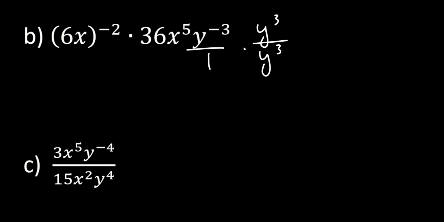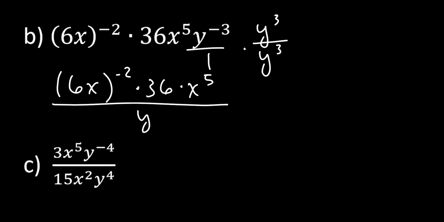And then in this numerator now, you can see I've got a y to the negative third and y to the third, which gives me just y to the 0, which equals the number 1. So what happens is I can rewrite this as 6 times x to the negative second times a 36, and then times an x to the fifth, and then there's a times a 1, and there is also a y to the third that lives in my denominator.